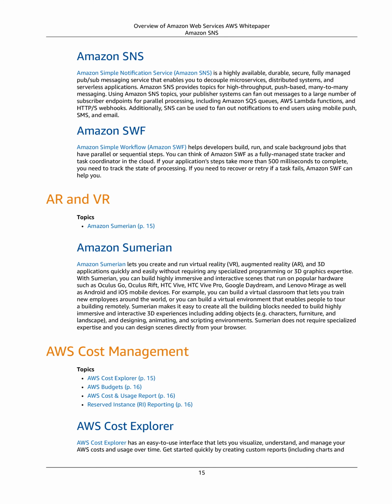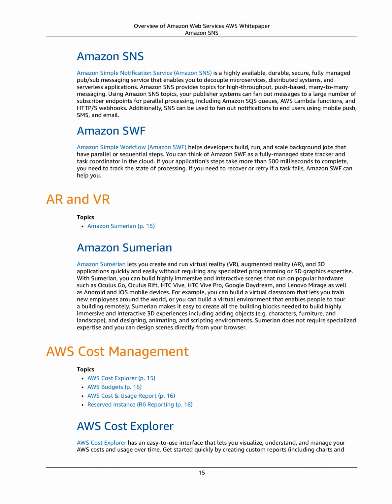Using Amazon SNS topics, your publisher systems can fan out messages to a large number of subscriber endpoints for parallel processing, including Amazon SQS queues, AWS Lambda functions, and HTTP/S webhooks. Additionally, SNS can be used to fan out notifications to end users using mobile push, SMS, and email.